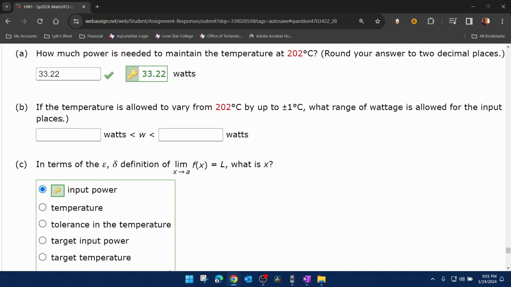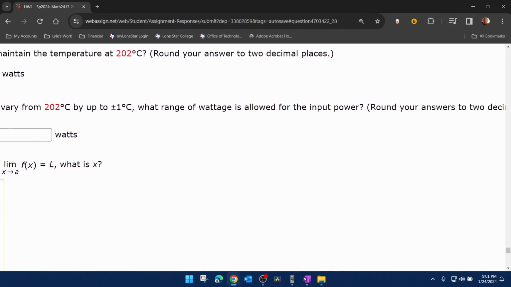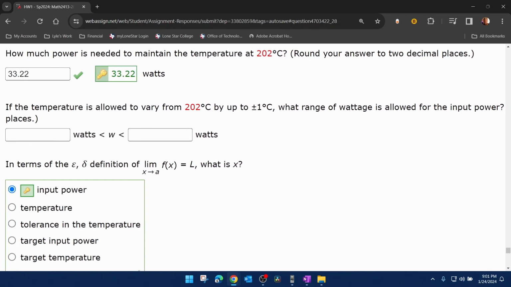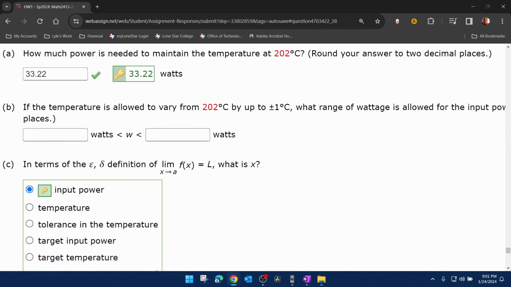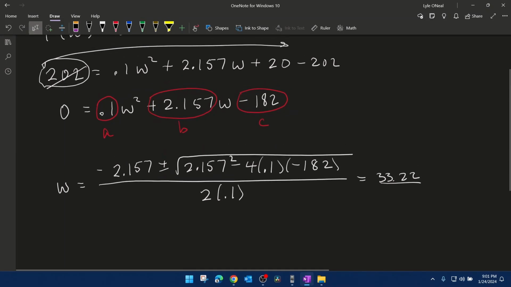Next, for part B, if the temperature is allowed to vary by plus or minus 1 degree Celsius, they want to know what range of wattage is allowed for the input power. Round your answer to 2 decimal places. So now we're going to have to go back to our scratch work and redo all of this work we just did, but the target temperature is going to be plus or minus 1 degree Celsius.